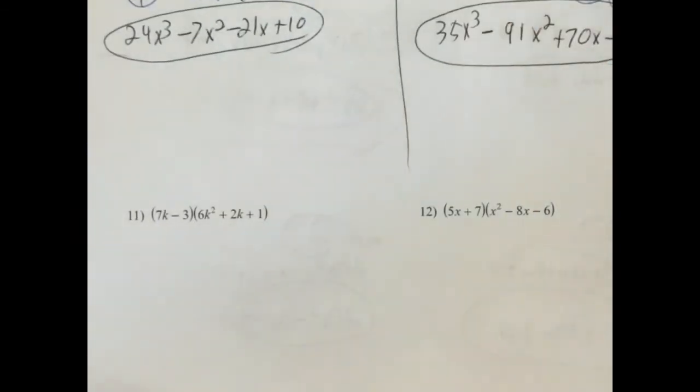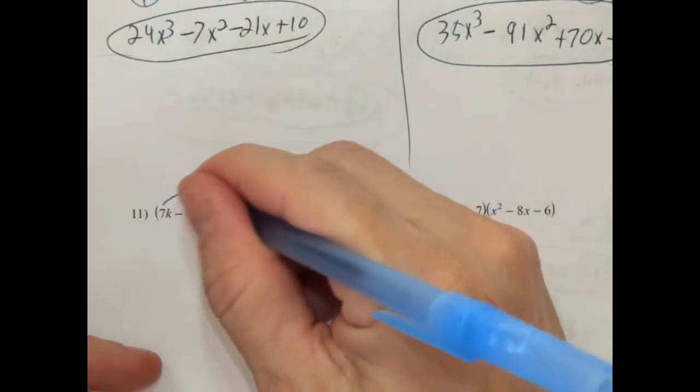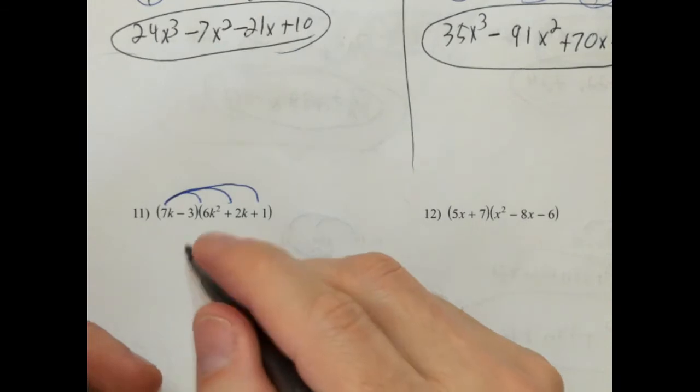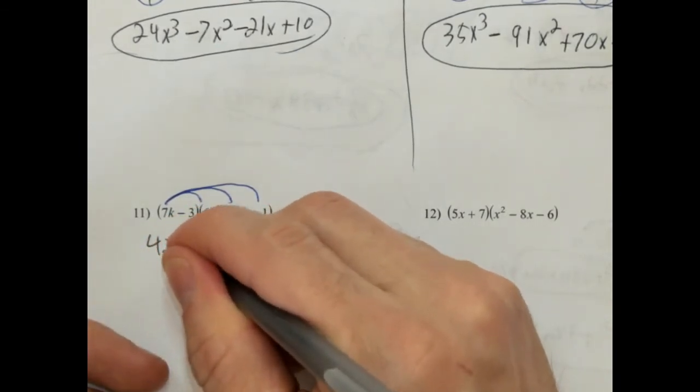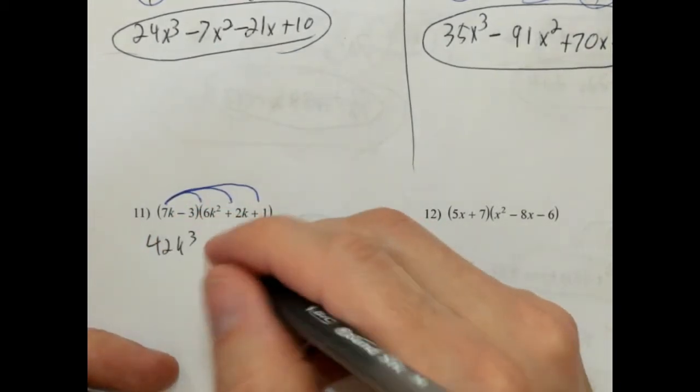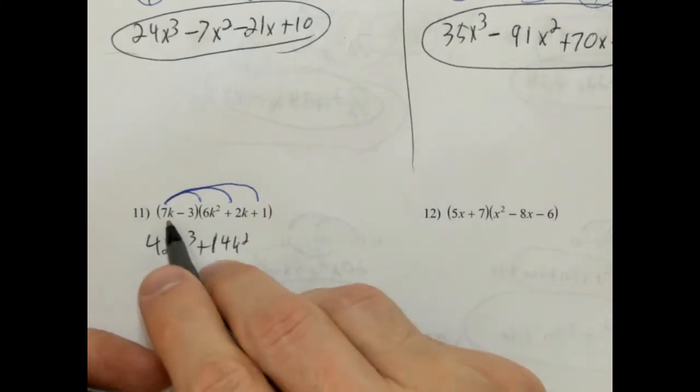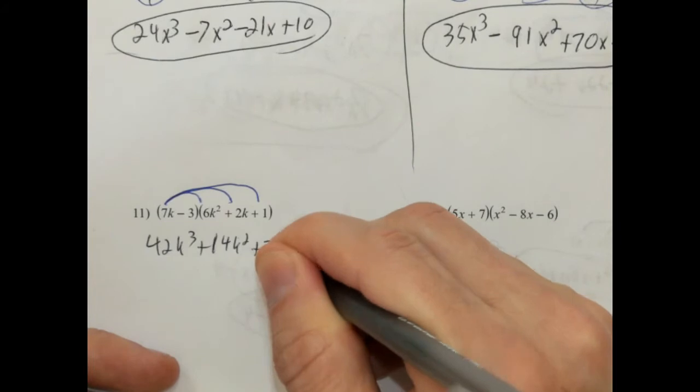Okay, last two. So we're going to distribute the 7k. 7k times 6k squared is 42k cubed. 7k times 2k is plus 14k squared. And 7k times 1 is plus 7k.